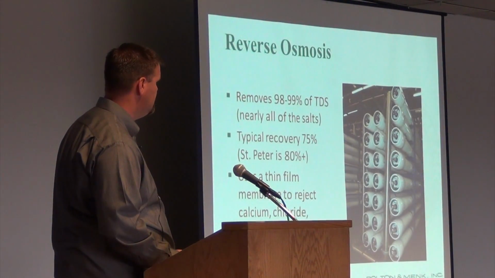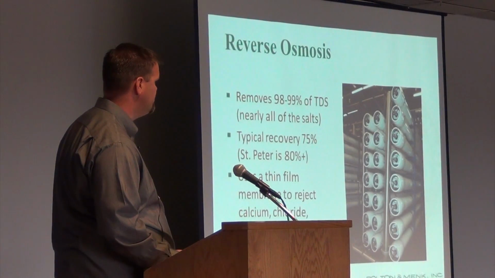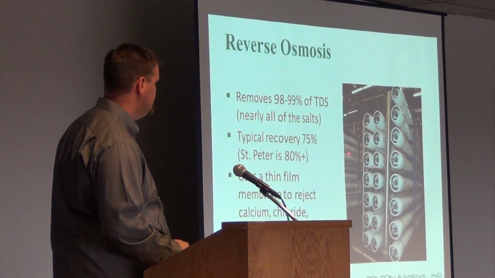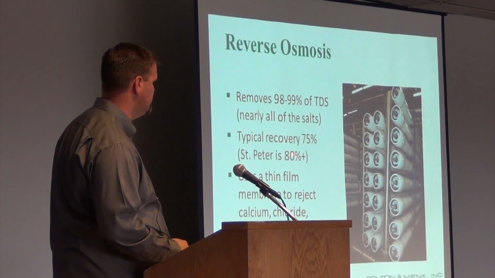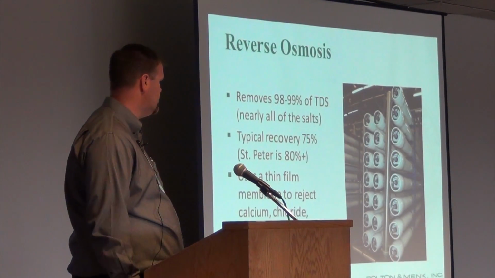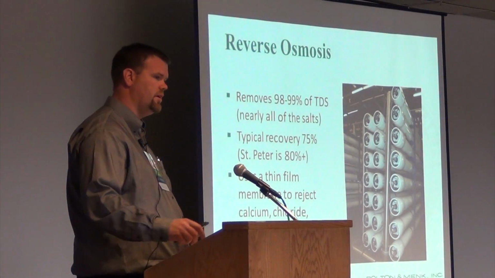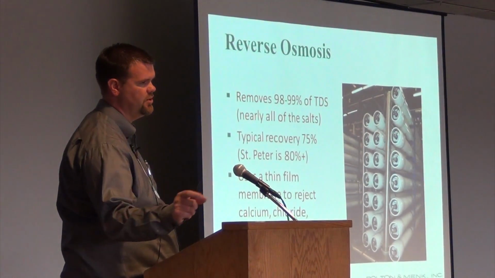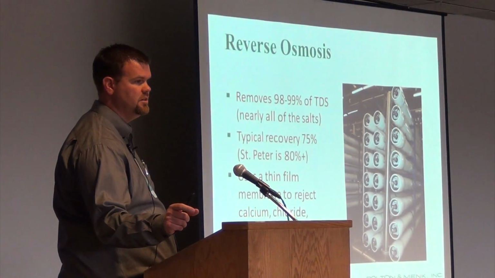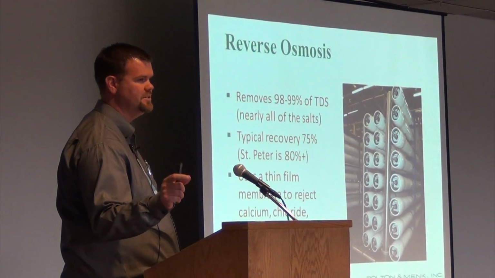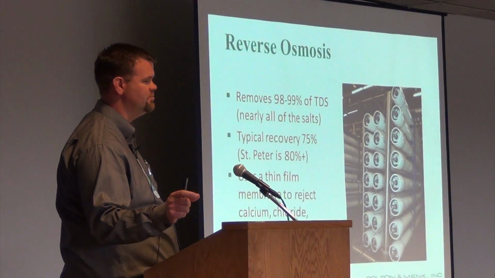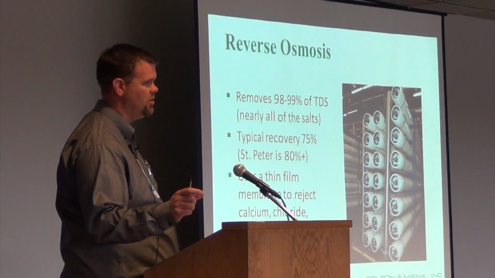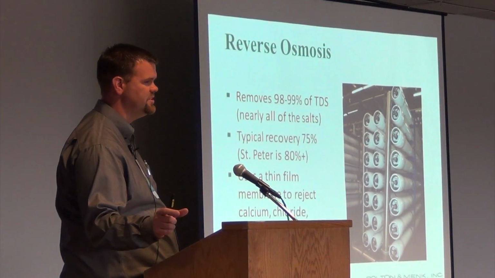RO itself removes 98 to 99% of TDS, so nearly all the salts come out. It typically recovers about 75%. In St. Peter's case, they're doing about 80% recovery. One of the things with reverse osmosis is that it does have a concentrate stream, so you're concentrating all of these chlorides, sulfates, calcium, magnesium, hardness, all these dissolved solids into a separate stream.